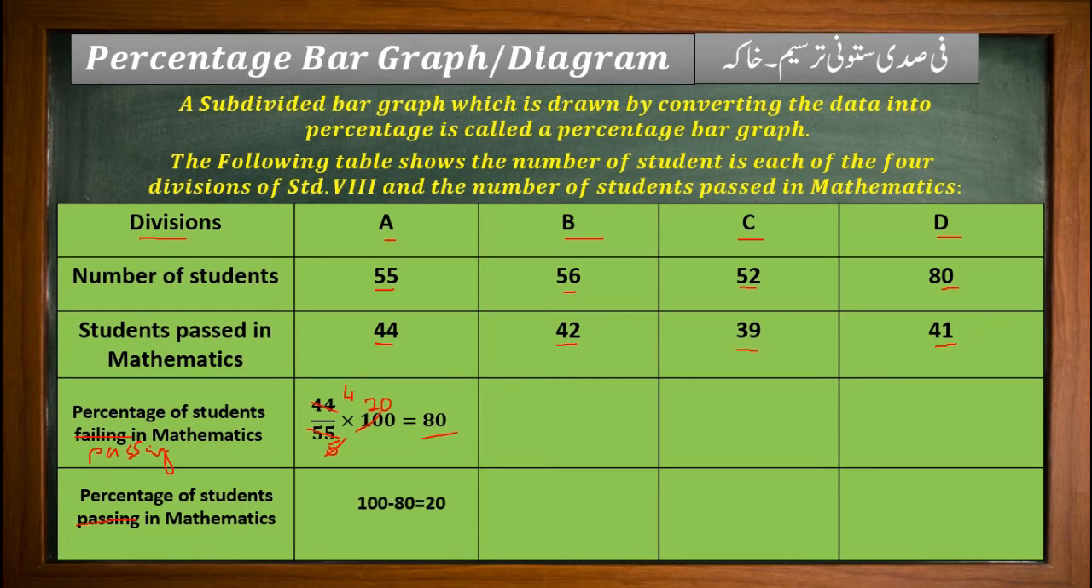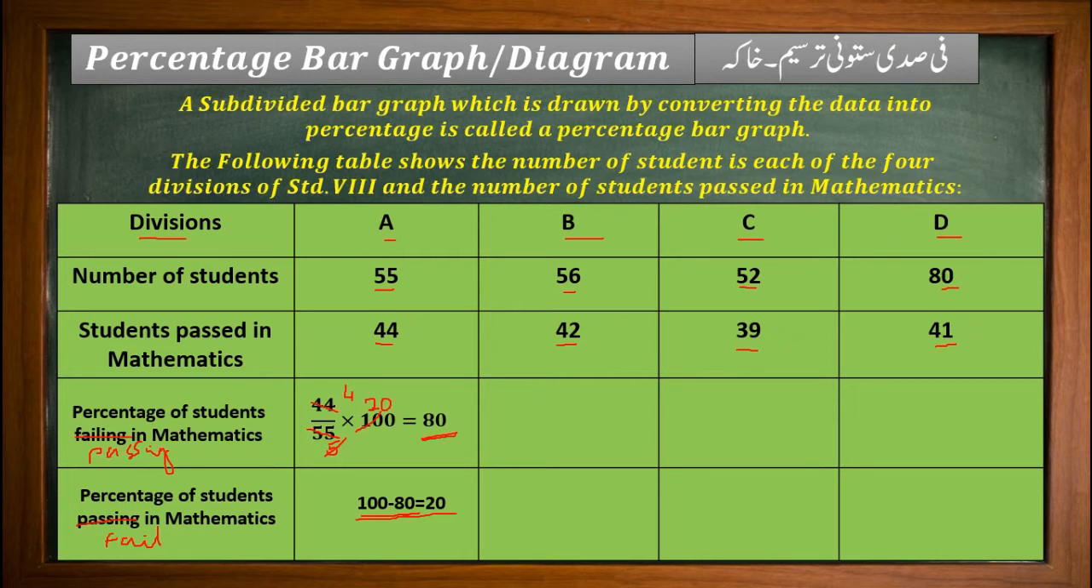Now we are observing the failing percentage. We already got that 80% of students passed, so we subtract the 80 from 100 and we get 20, meaning 20% of students failed in mathematics. So here are the failed students.